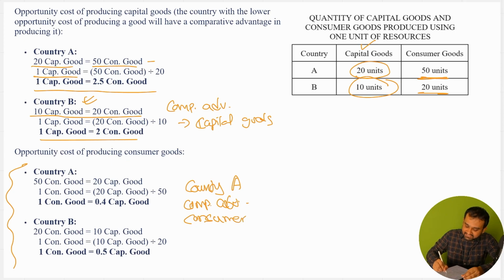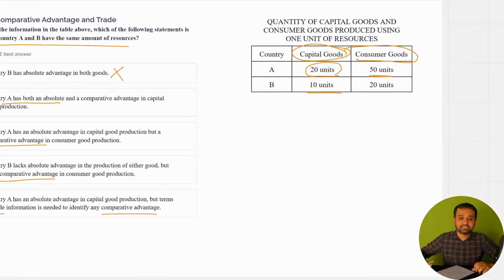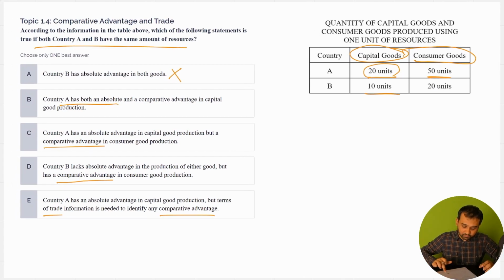Now, this is a technique that is really helpful in an exam setting because you won't have much time, so you don't have time to do so many calculations. As soon as you find comparative advantage for one of the goods, you can assume that the other country has comparative advantage in the other good. Now, armed with that knowledge, let's see what the answer to this question should be.